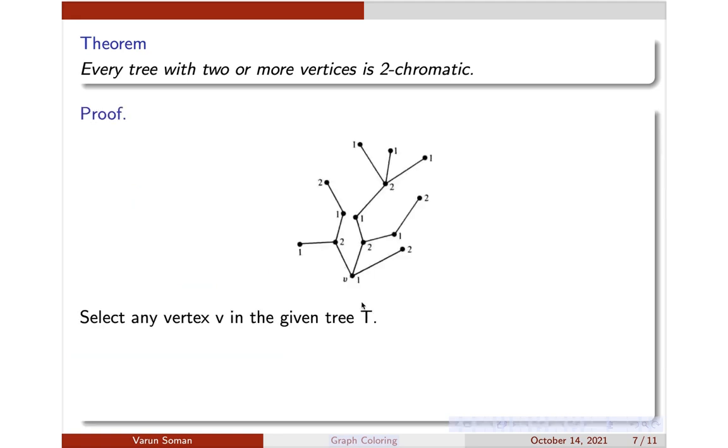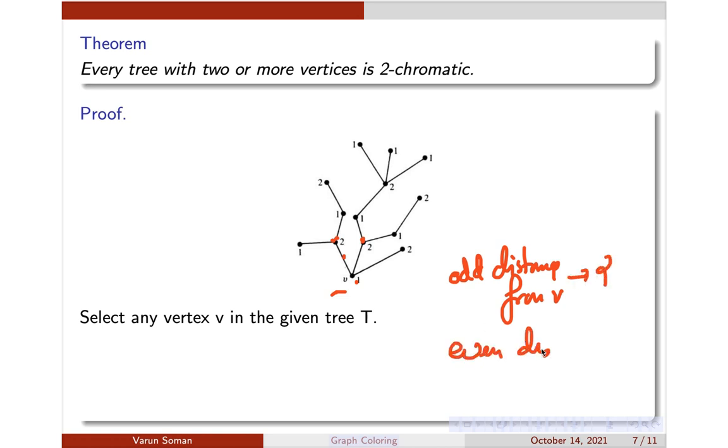For example, we have taken a tree here, and a vertex colored 1 here. We color all the adjacent vertices with 2, and their adjacent vertices with color 1, and so forth, so that every vertex is colored. Now you can see that all the vertices at odd distance from V have color 2. For example, this vertex is at distance 1 from V, and has color 2. This is at distance 1 from V, and is color 2. Similarly, this is at distance 1, 2, 3 from V, and it has color 2. So all the vertices at odd distance from V have color 2, and all the vertices at even distance from V have color 1.